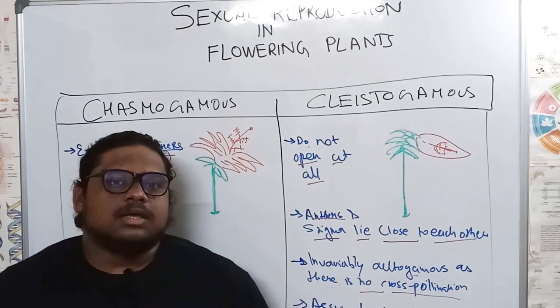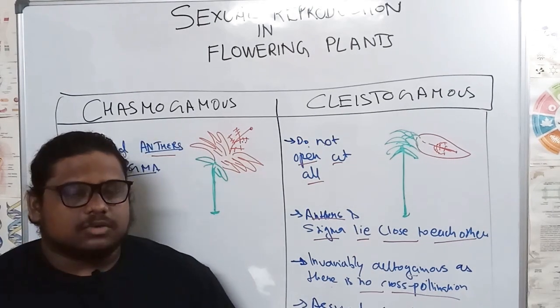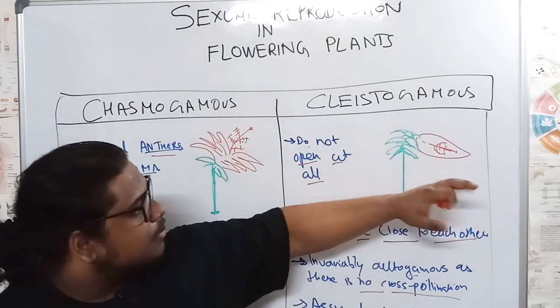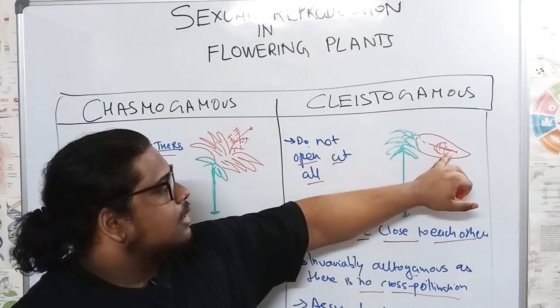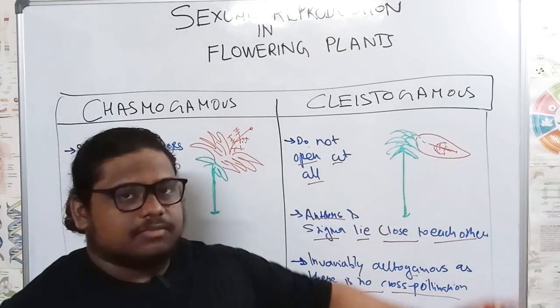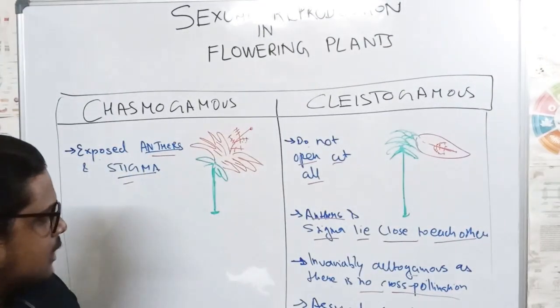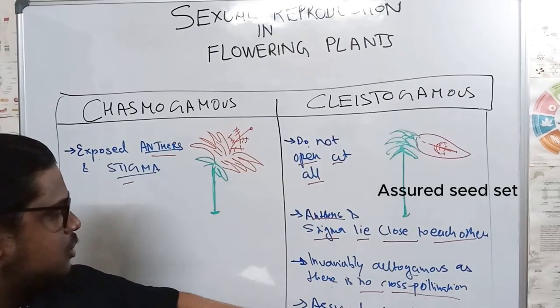Autogamous में what happens? The pollen grains they get transferred from the anther to the stigma of the same flower. तो यहाँ पे भी it happens the same. The pollen grain it gets transferred to the stigma of the same flower. So there is no chance of cross pollination. Another thing is in these flowers there is a short seed set.